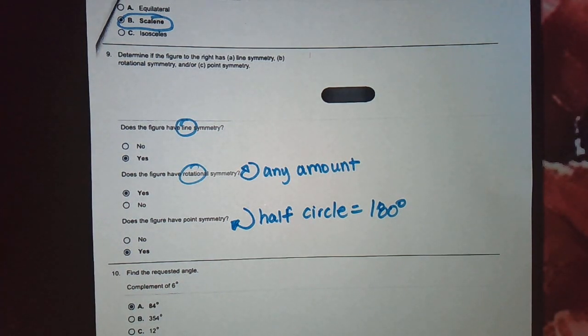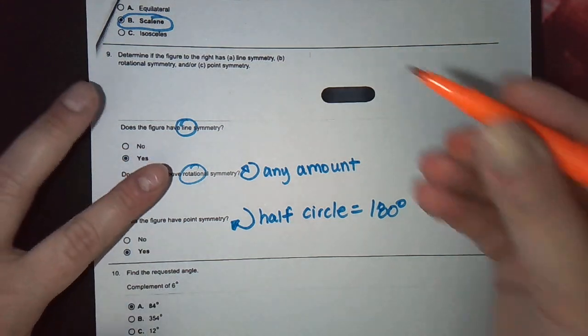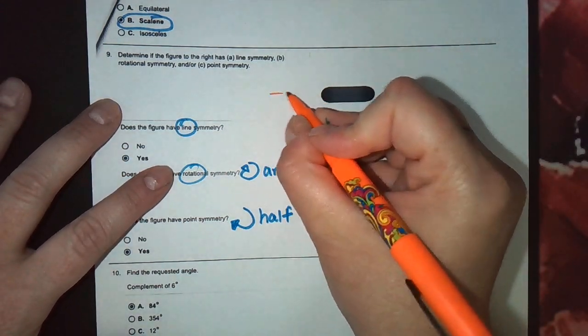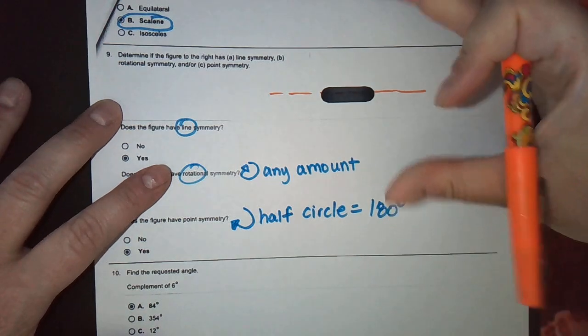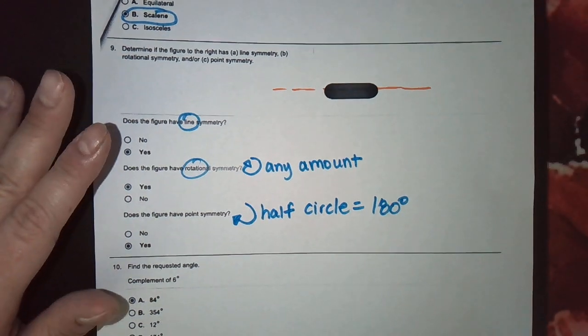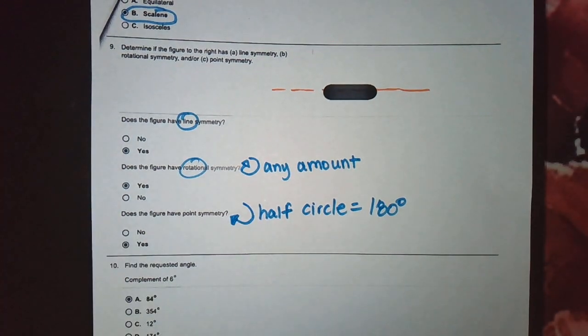Okay, so let's see here. First, does this one have line symmetry? Yes, it does, because I could cut it down the side. I could cut it down the middle and it could fold. Or I could cut it up and down and it could fold.